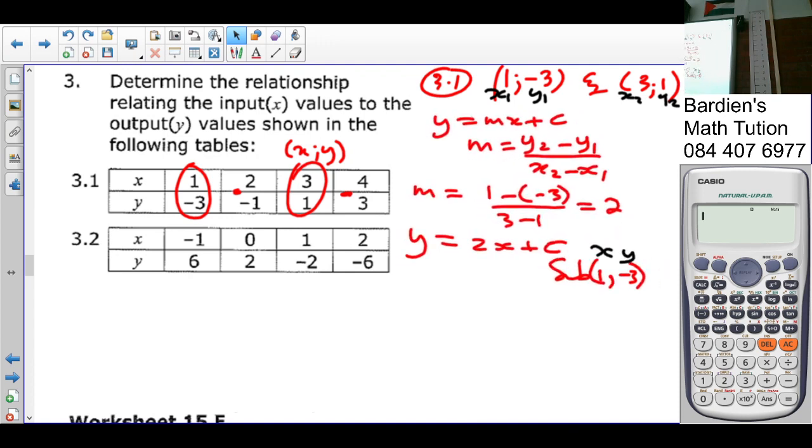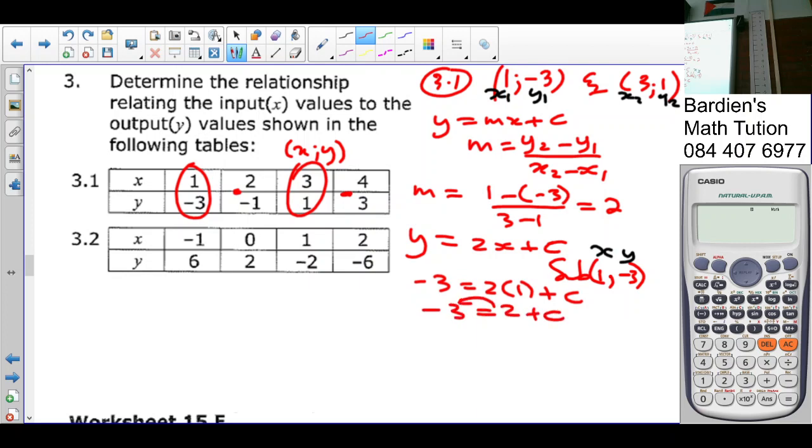Okay. So that's going to be negative 3 is equal to 2 times 1 plus c. 2 times 1 is 2. Negative 3. Bring it over. Becomes negative 3 minus 2 is equal to c. So c is minus 5. Therefore y is equal to 2x minus 5.